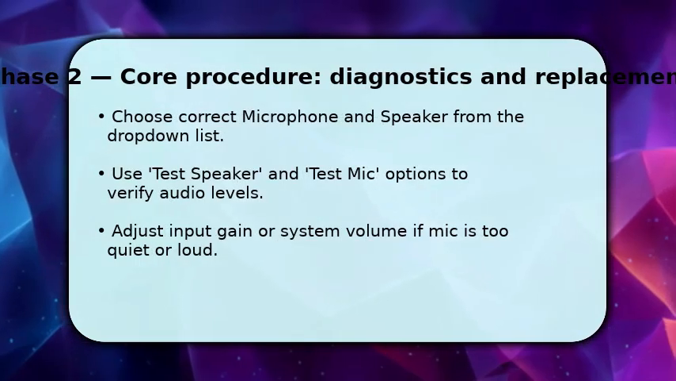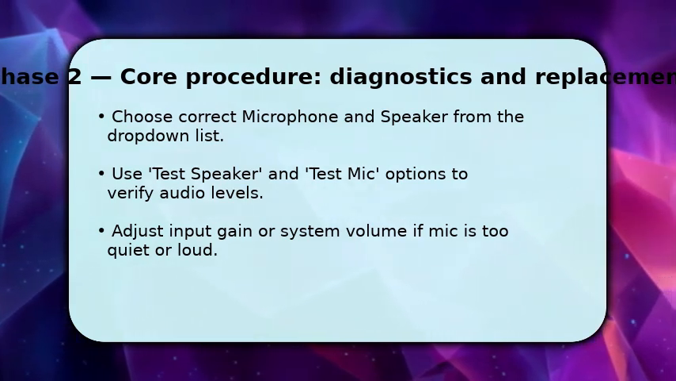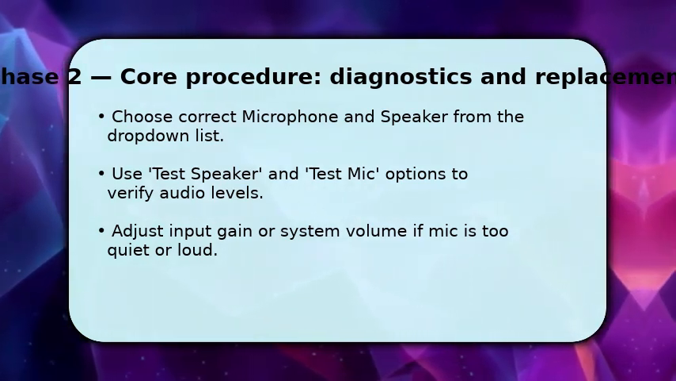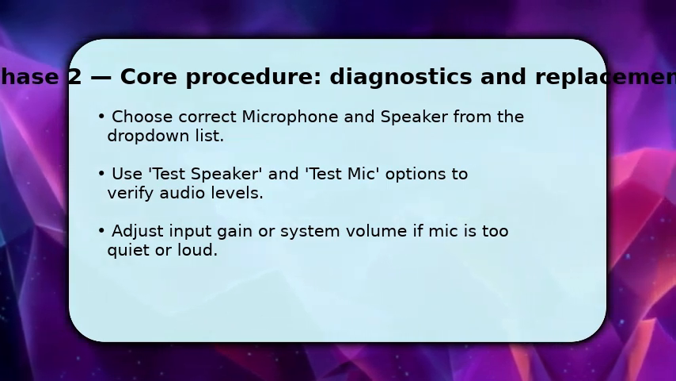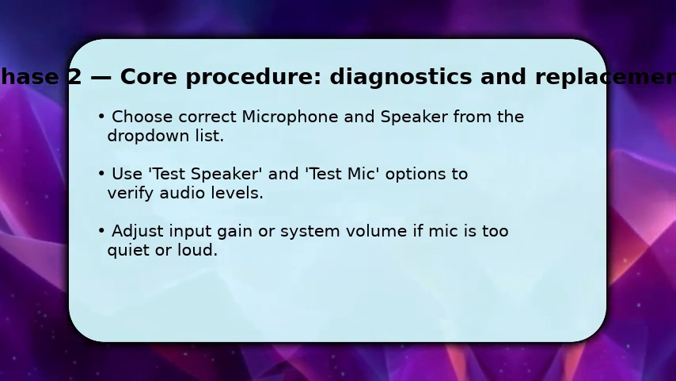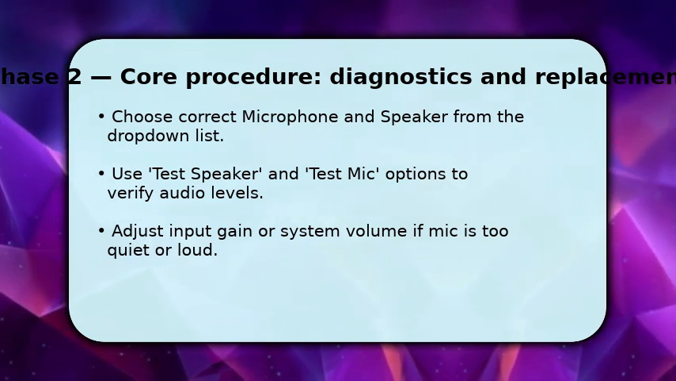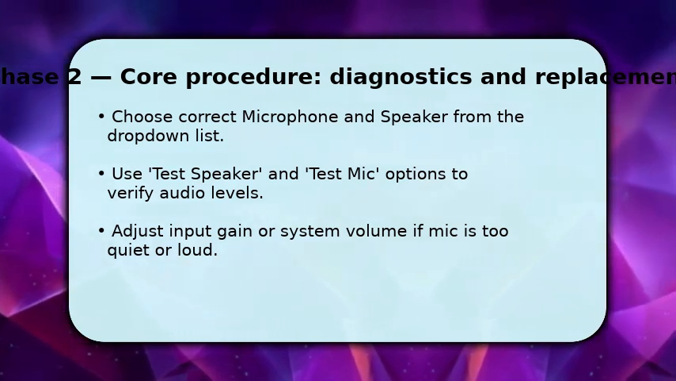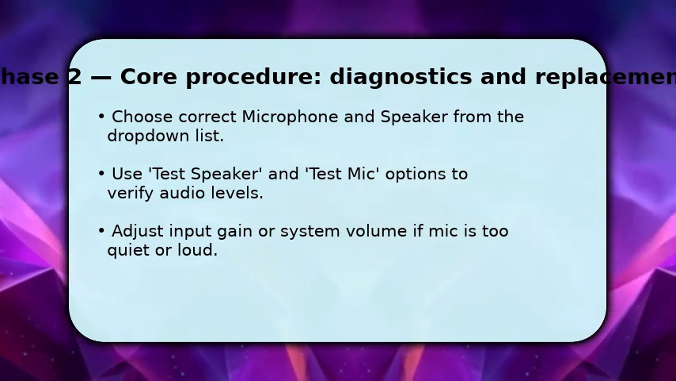Now focus on selecting the right devices. Choose your microphone and speaker from the drop-down. You should use test speaker to hear output, then test mic to record and play back your voice. This confirms both directions work. If your mic is too quiet, raise input gain in Zoom or system settings and lower it if clipping occurs. Make small adjustments and retest. Accurate levels prevent echoes and ensure participants hear you clearly without distortion.